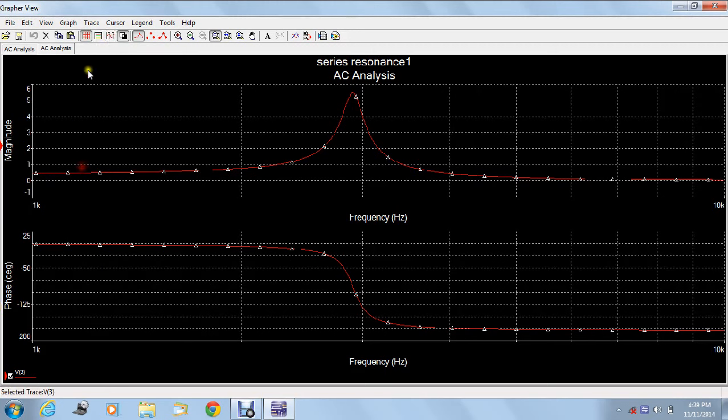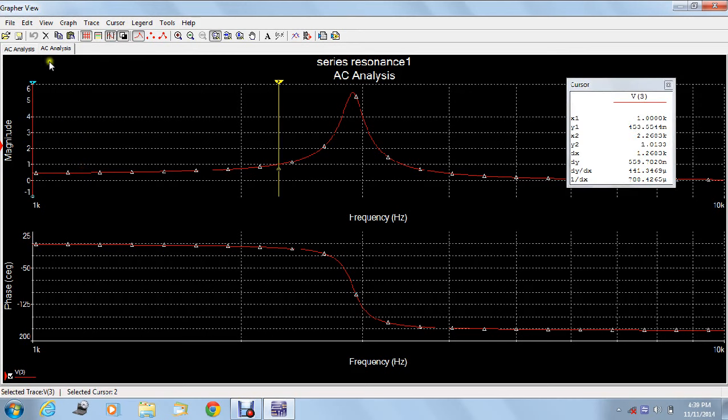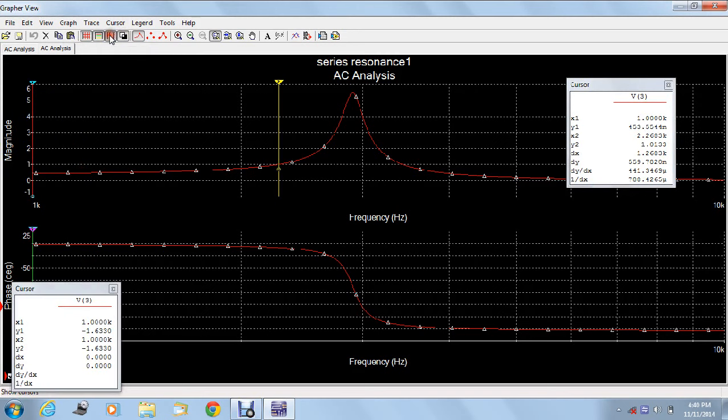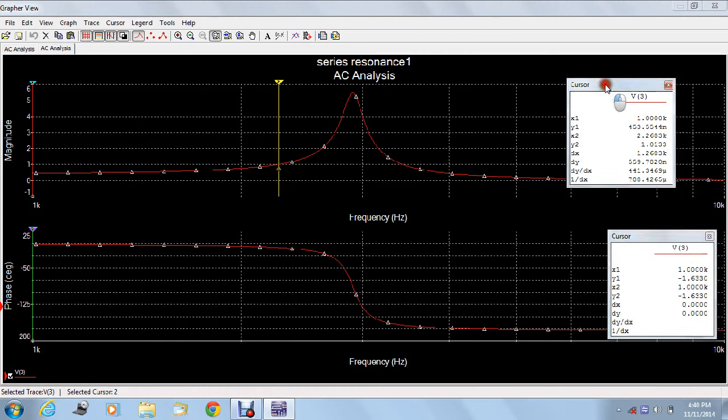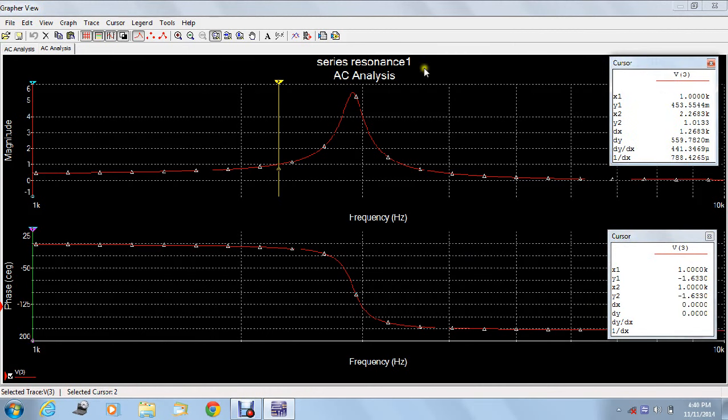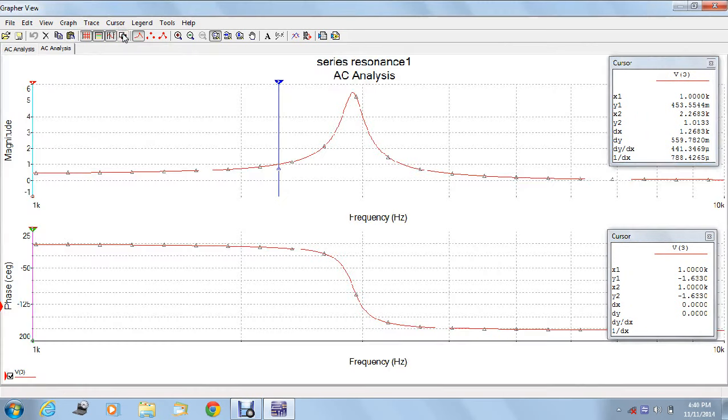Here, select a graph, show cursor. Select a graph, show cursor. Now if you want to change the background, I'm going to put this cursor reading box at this side, so that's why graph is visible. Then just change this. So this is series resonance AC analysis, and this is your phase shift.